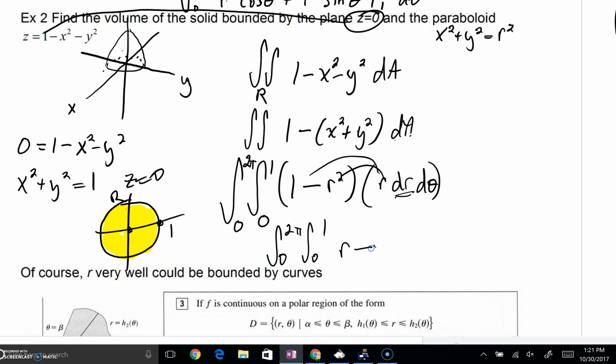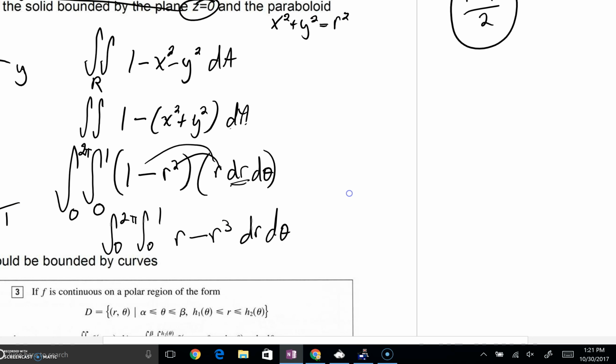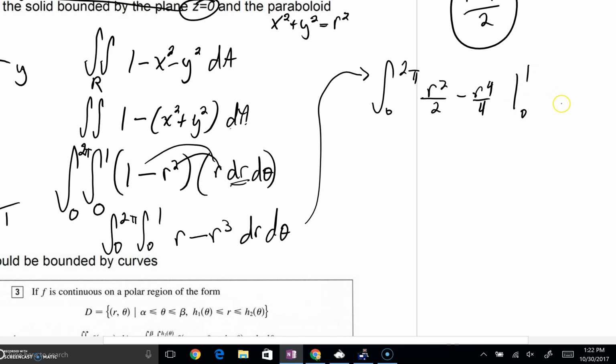Here we'd get an r minus r to the third, dr d theta. And this thing is probably most quickly worked out by hand, by the time you get everything typed in, especially. Look, do some antiderivatives. You get r squared over 2, r to the fourth over 4. Plug in a 1 and a 0. And really you'd wind up with 1/2 minus 1/4. And as you work that out, I think we can very quickly determine what that is. It's just going to be 1/4, isn't it?